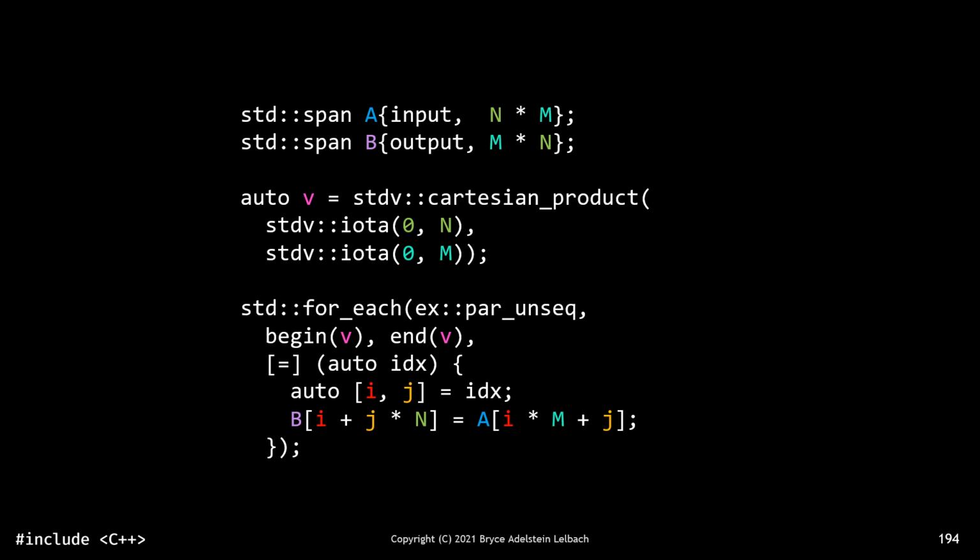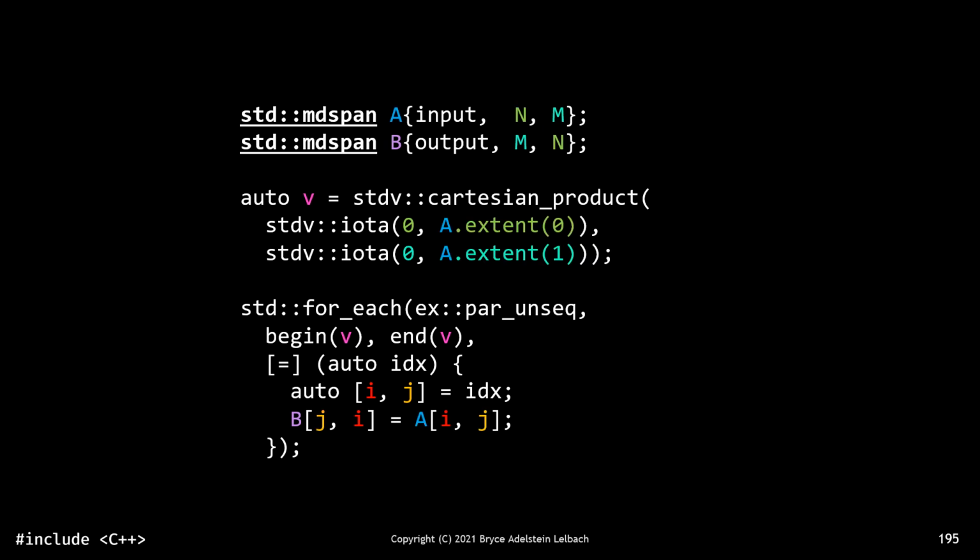Earlier, I showed you this example of a simple parallel matrix transpose. We used span and dealt with the multidimensional indexing manually. That's not particularly portable. We've hard-coded a specific data layout which may not make sense in all circumstances. It's also error-prone, as it's easy to make a mistake in the indexing formula. We can improve this by using mdspan instead. Now we can change layout by simply changing the type of mdspan that we use.